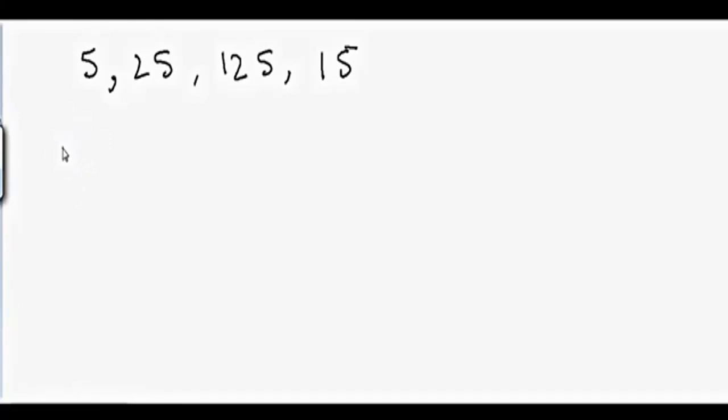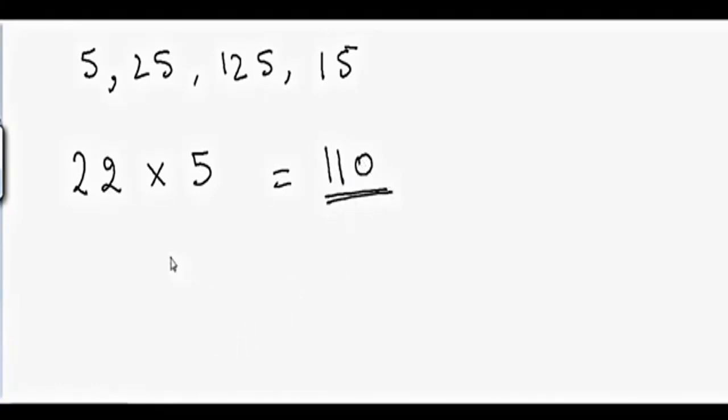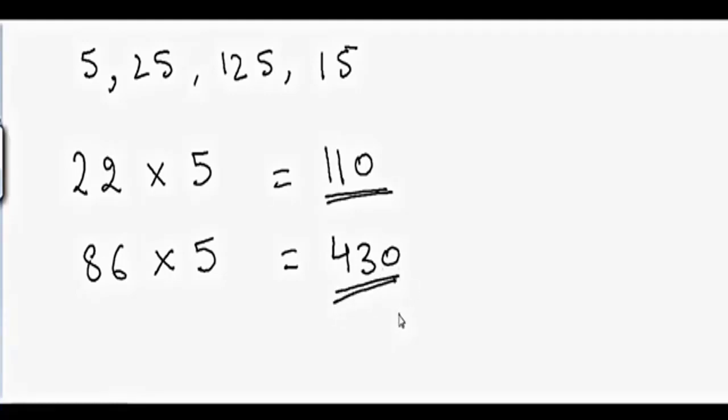In case of 5, suppose I have a number 22 and I want to multiply it by 5. All I have to do is divide 22 by 2, that will be 11, and then put a 0 in the end. So that will be my answer. Again, let's say I have 86 and I want to multiply it by 5. I divide 86 by 2, that is equal to 43, and then put 0 in the end. So that will be 430.